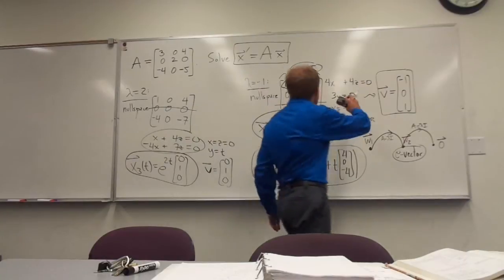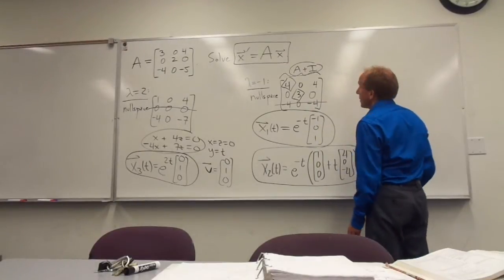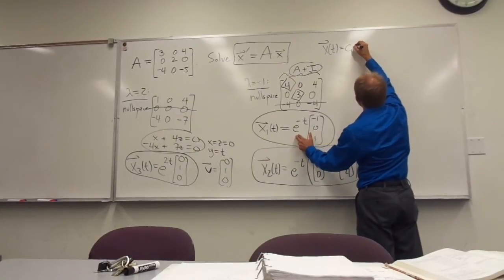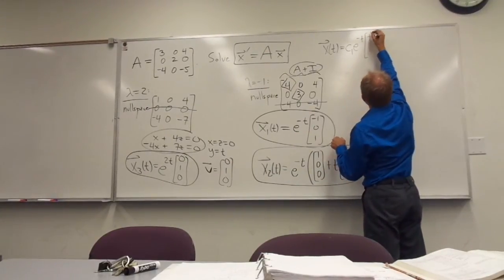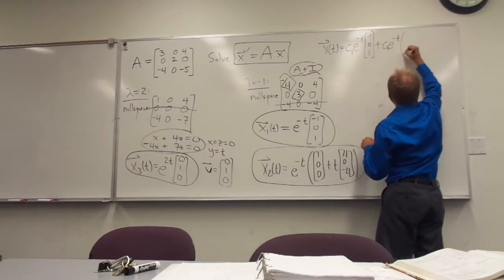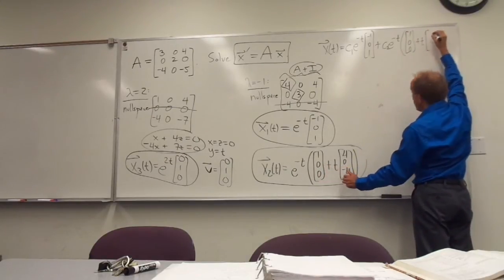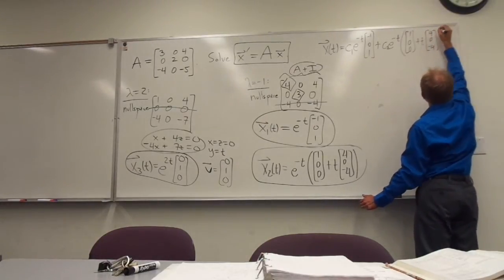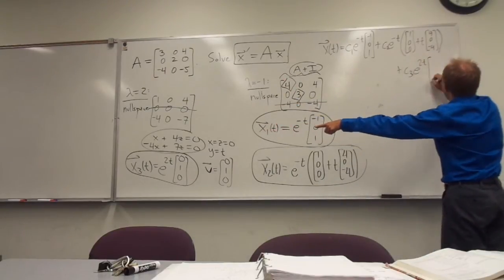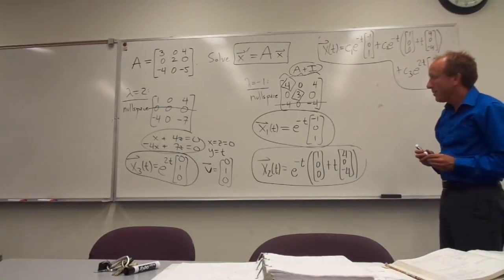So now, let me just write down the final answer, and then I will be happy with this particular problem. So the final answer would be C1 times the first solution, which is e to the negative t times negative 1, 0, 1, right? Plus C2, e to the negative t times, what do we have here, 1, 0, 0, plus t times 4, 0, negative 4, plus C3 times e to the 2t times 0, 1, 0. Okay? That's it. Not too bad, actually.